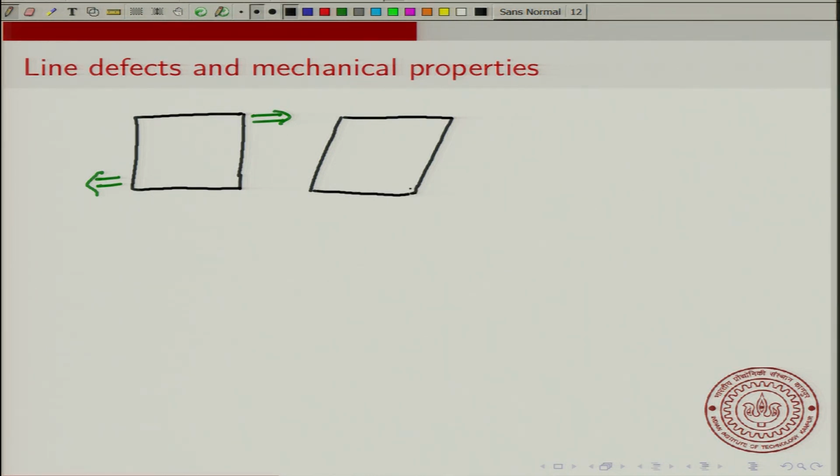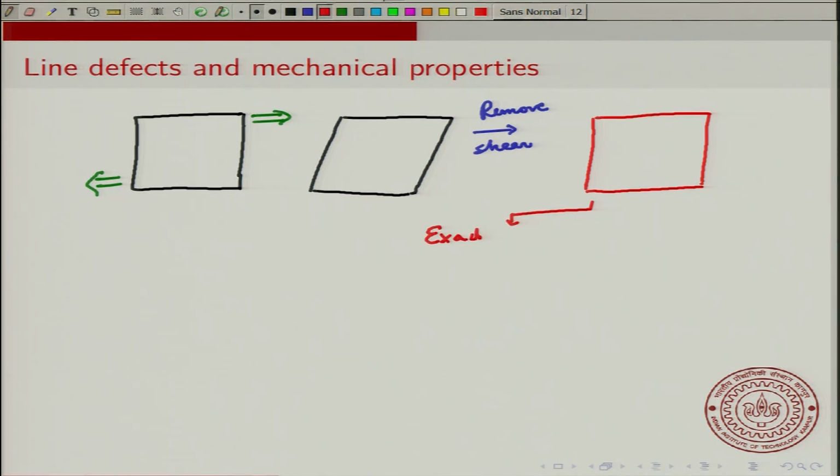Now the question is, if you remove the shear, does the crystal come back to exactly the initial configuration? If you remove it, there are two possibilities. Either this is exactly the same as the starting configuration, that means it is exactly the same as this configuration.